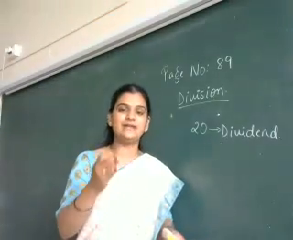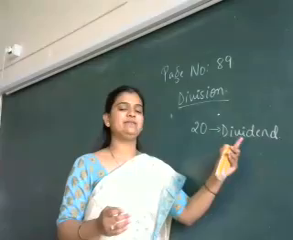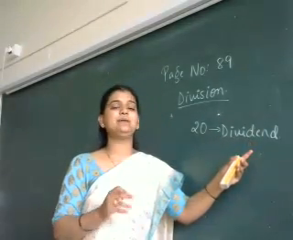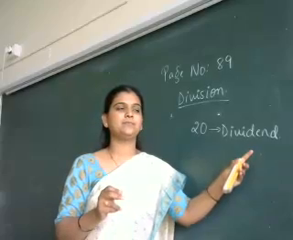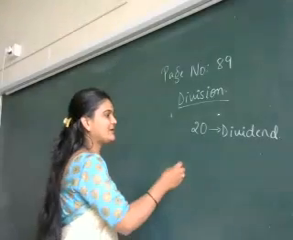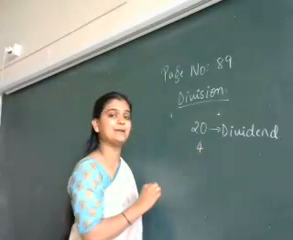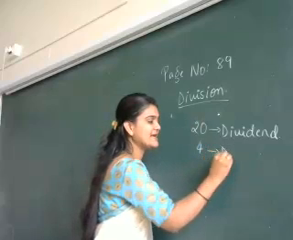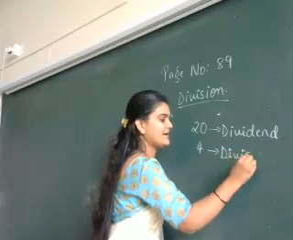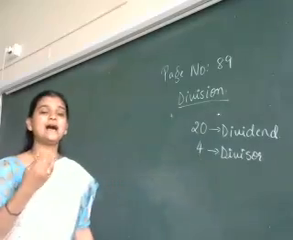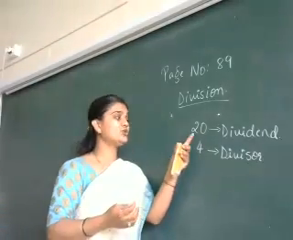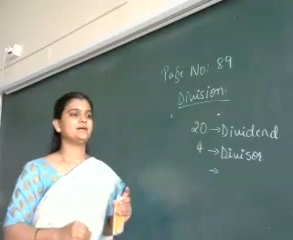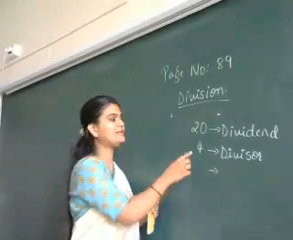How can you define dividend, children? The number that has to be divided is known as dividend. By what number you are going to divide it, that number will be known as? Very good. Now, for example, I am taking number 4 to divide 20, then 4 will be known as divisor. Okay, what answer you get after dividing 20 by 4? That number will be known as quotient. Quotient, very good.